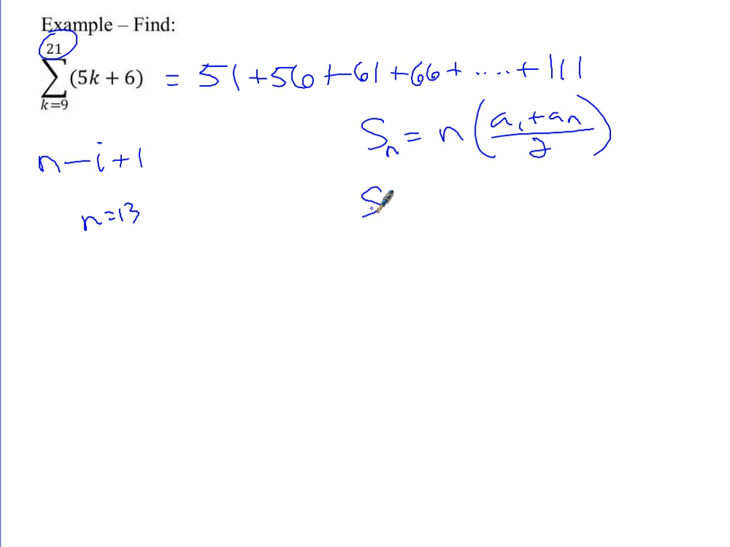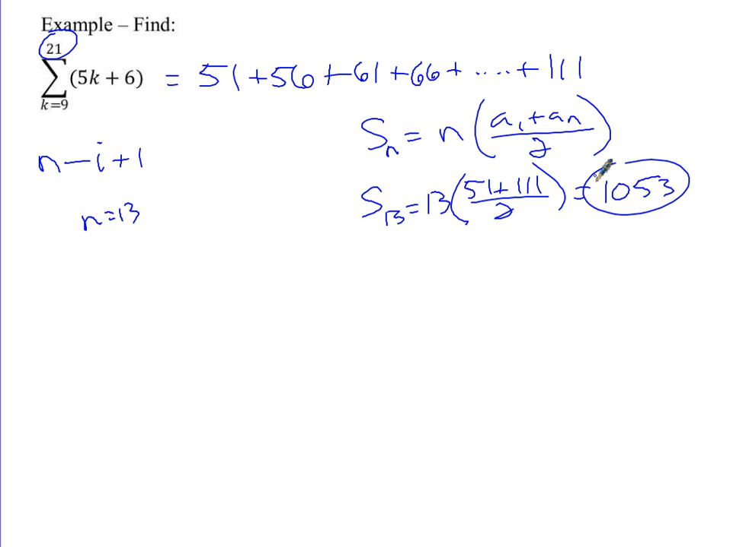So now I have S sub 13 equals 13 times 51 plus 111 over 2. 51 plus 111 is 162, divided by 2 is 81. 81 times 13, what is it? 1053. So there's your sum. And it comes from this problem right here.